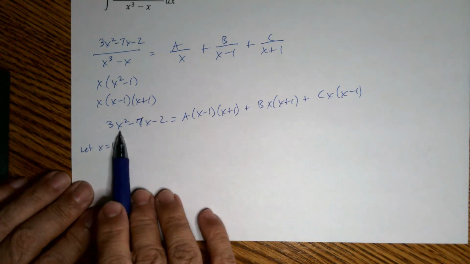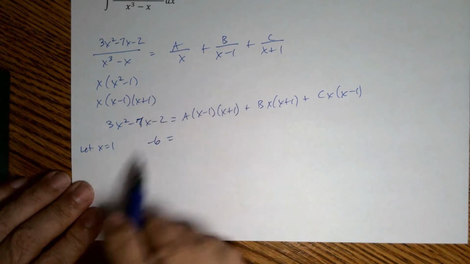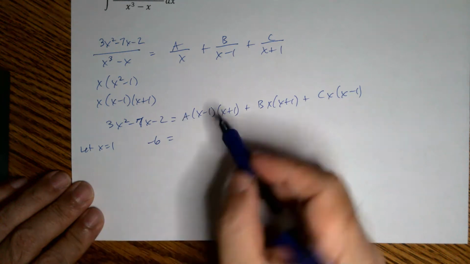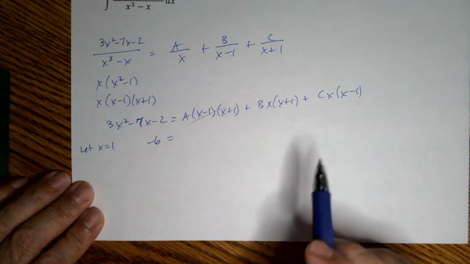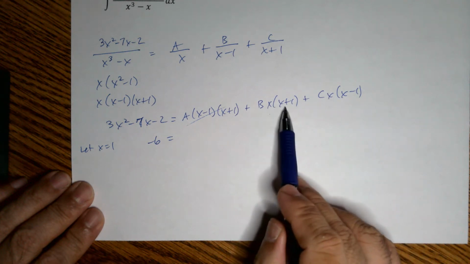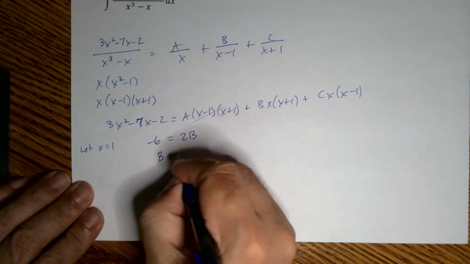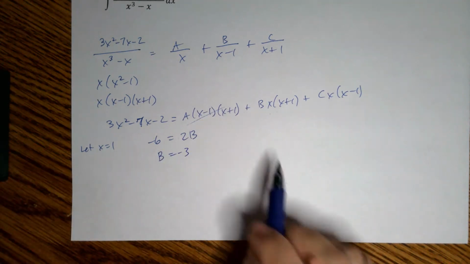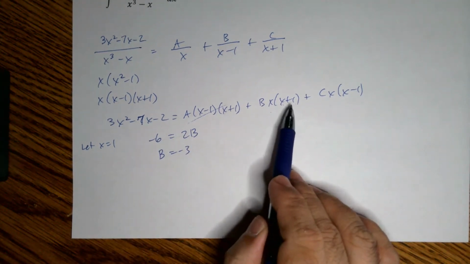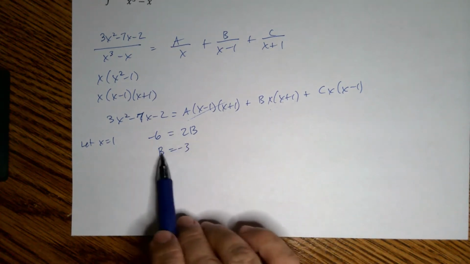So that's 3 minus 7, which is negative 4, minus 2 is negative 6. Double checking, negative 6. If I plug in 1, this gets wiped and this gets wiped. So I plug in 1 here, that's 1 times 2, so that's 2B. In case you missed that, I'm letting x equal 1, so 1 plus 1 is 2, and 2 times 1 is 2, then 2B. So that's where the 2B comes from. Then solve for B: B equals negative 3.